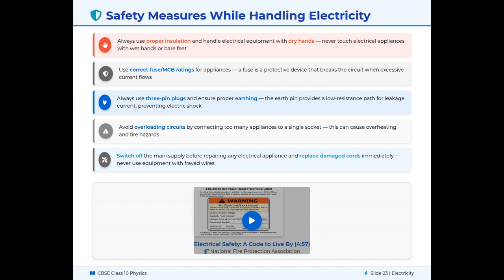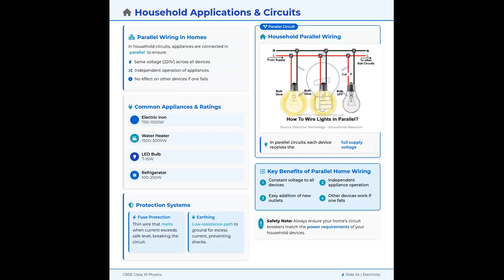While electricity is indispensable, it must be handled with respect and caution. Following basic safety measures is non-negotiable. Always use properly insulated tools. Make sure your hands are dry before touching any switch or appliance. Safety devices like fuses and miniature circuit breakers or MCBs are essential to protect circuits from overloading. Also, the practice of earthing or grounding gives a safe path for fault current to flow to the earth, which can be a literal lifesaver.